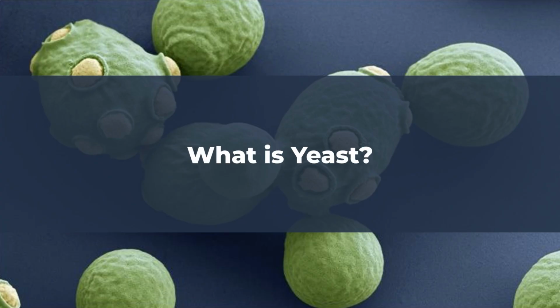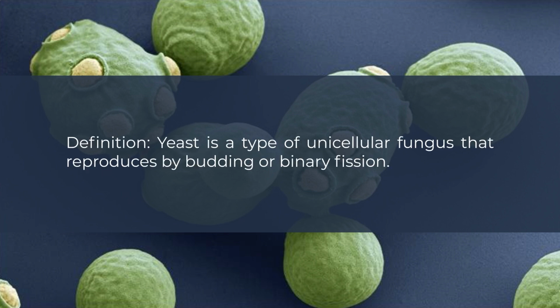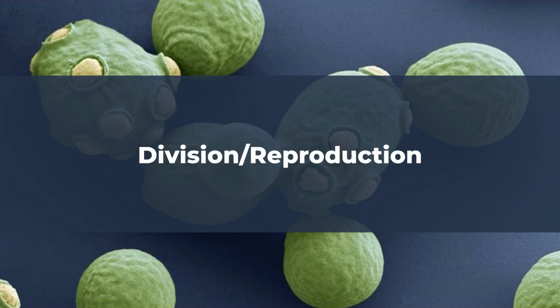So before going to the genetic system of the microorganism that we are talking about, that is yeast, let's first understand what yeast is. Yeast is a type of unicellular fungus that reproduces by either budding or binary fission. Before going into detail, let's talk about the division or reproduction of yeast.